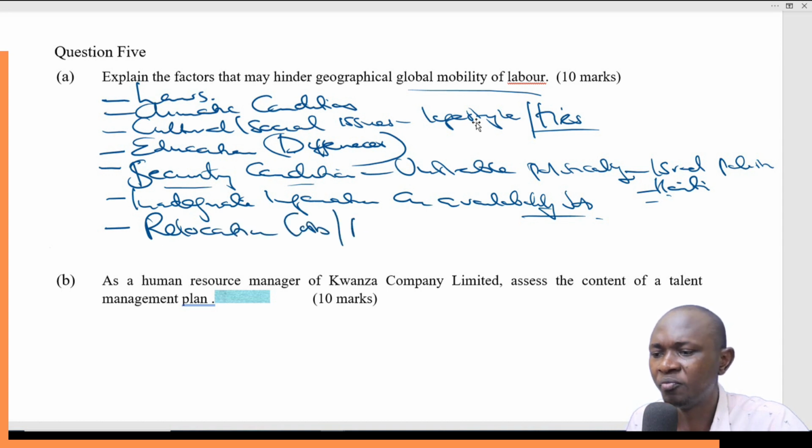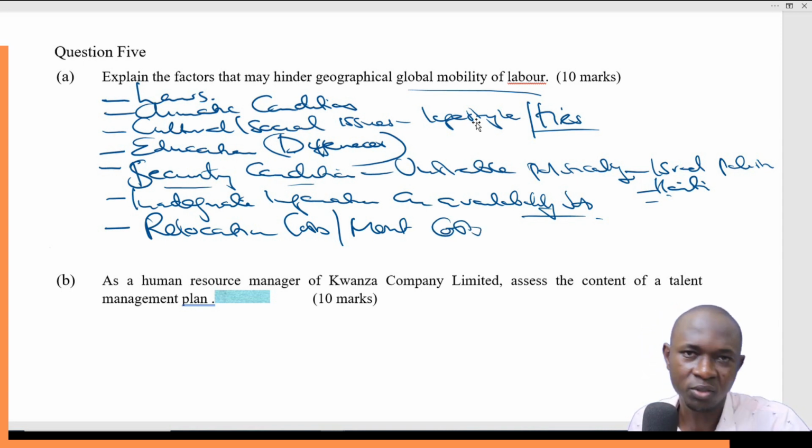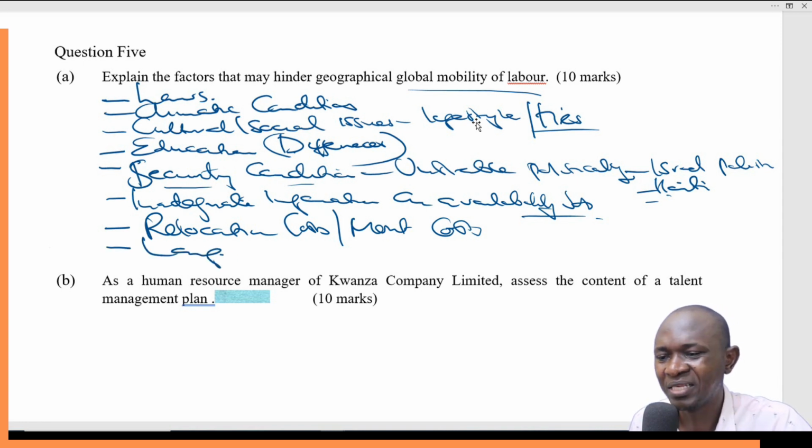Then we also talk about the relocation costs, or movement costs. It's very expensive to move, to process the visa, to move around. It involves flights, and some of these people may not be in a position to afford that cost.